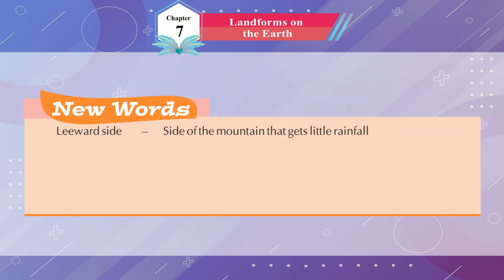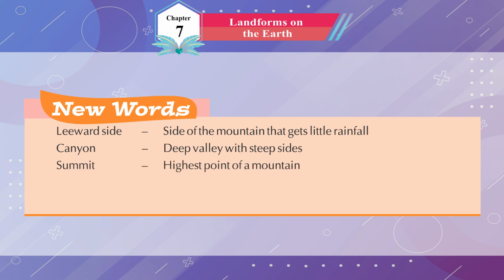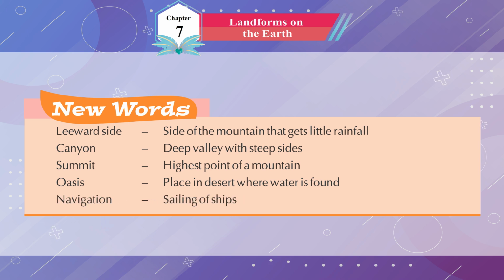New words. Leeward: side of the mountain that gets little rainfall. Canyon: deep valley with steep sides. Summit: highest point of a mountain. Oasis: place in desert where water is found. Navigation: sailing of ships.